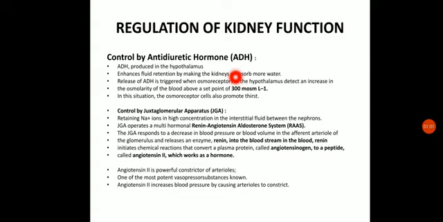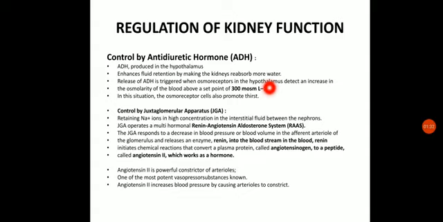Now this ADH is mainly produced by the hypothalamus, which is present in our brain, and released into the blood through the pituitary gland. So mind it, it is produced in the hypothalamus but released into the blood through the pituitary gland. It is mainly responsible for enhancing fluid retention by making the kidneys reabsorb more water. So it prevents water loss, and it also reabsorbs water from the kidney into the blood, so that water loss is prevented.